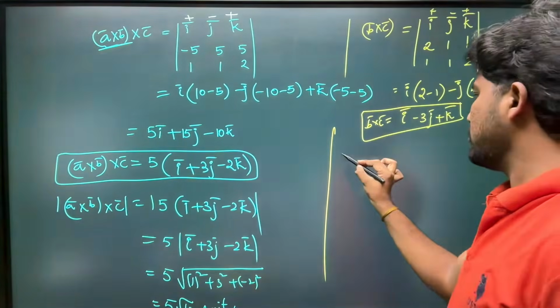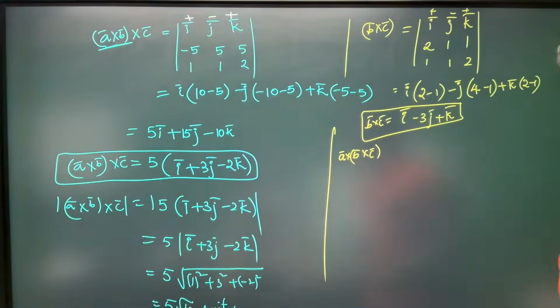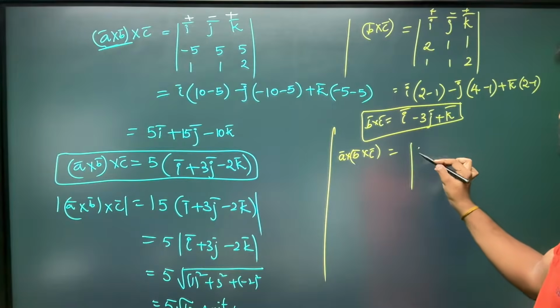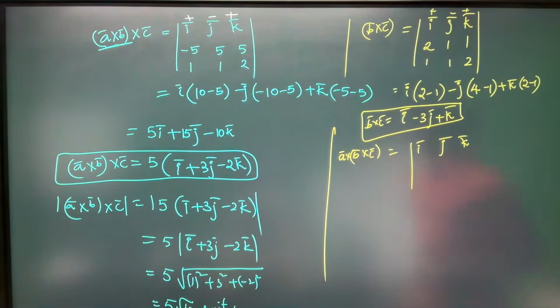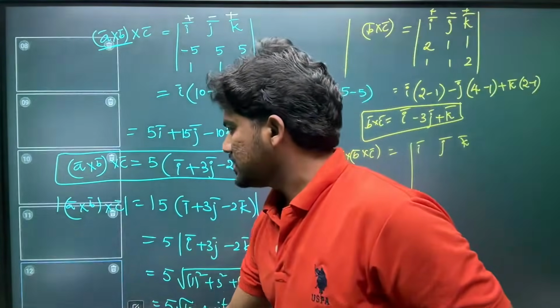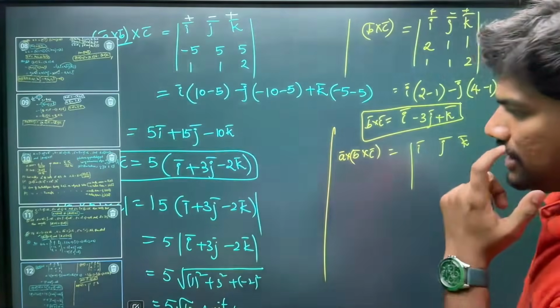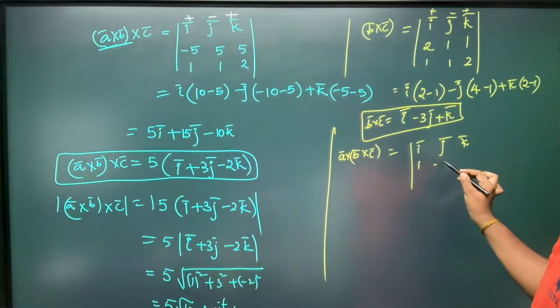Next, to take the value a bar cross b bar cross c bar, clear? So now find the determinant. Same i bar j bar k bar. Next a bar, what are the first vector components? The first vector components are 1 minus 2 3. So a bar value is 1 minus 2 3.